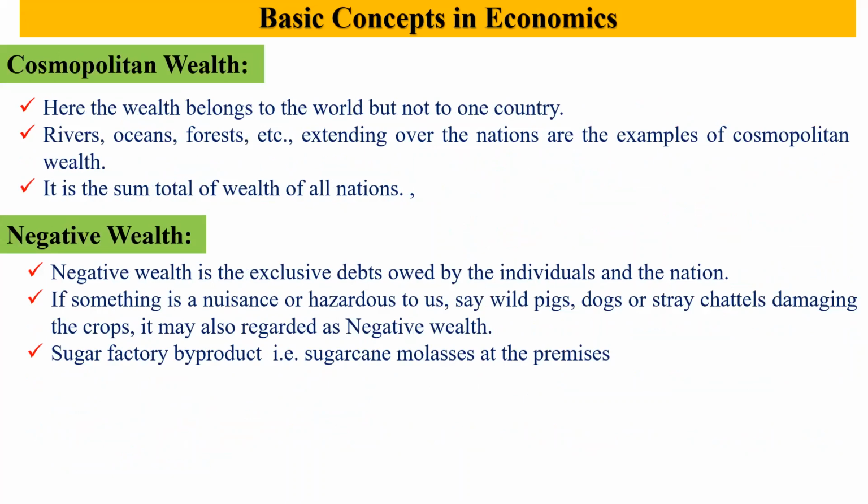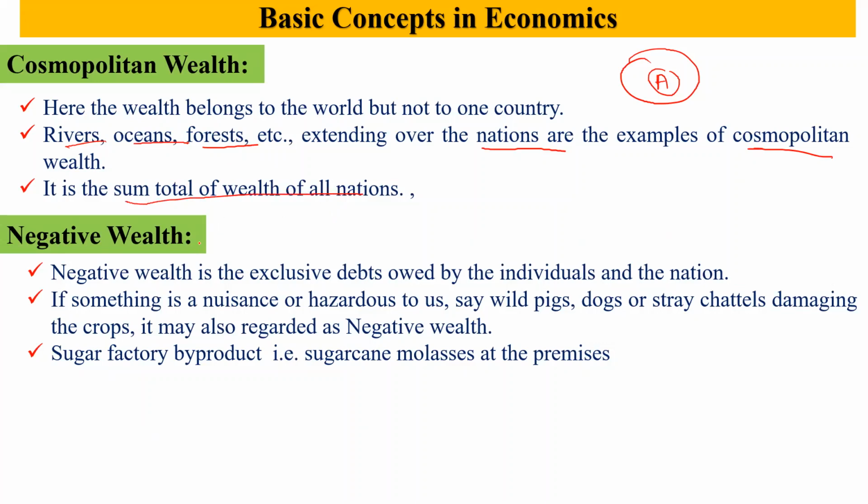Next is the cosmopolitan wealth. Here wealth belongs to the world, not to one country. The wealth is not confined to country A, it is confined to the whole world. So rivers, oceans, forests extending over the nations are examples of cosmopolitan wealth. In other words, we can say it is the sum total of the wealth of all nations.